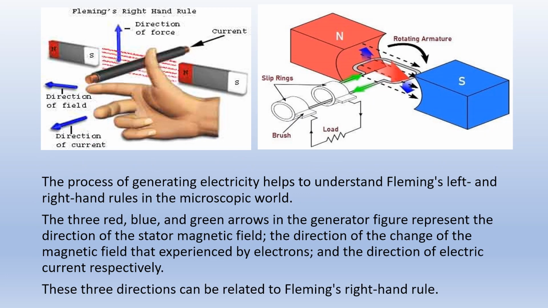The process of generating electricity helps to understand Fleming's left and right-hand rules in the microscopic world. The three red, blue, and green arrows in the generator figure represent the direction of the stator magnetic field, the direction of the change of the magnetic field that is experienced by electrons, and the direction of electric current respectively. These three directions can be related to Fleming's right-hand rule.